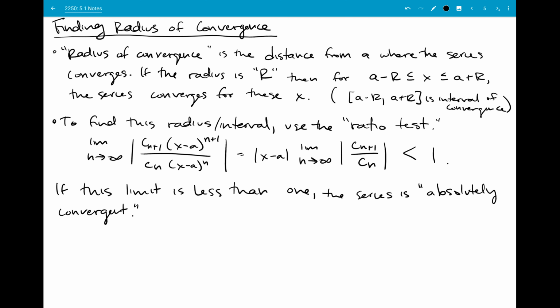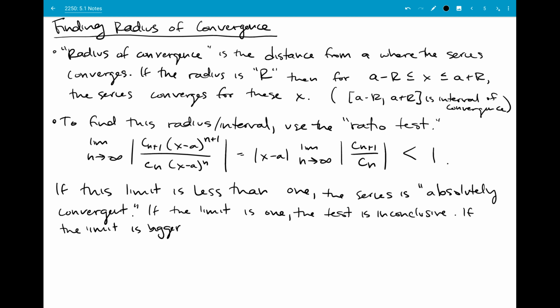Okay, so before we do an example, I just want to finish up a couple thoughts about how this ratio test works. I did tell you in the last video that if the limit is 1, the test is inconclusive. If the limit is bigger than 1, oops, I've been writing 1 out, so I may as well do that again. The series diverges.